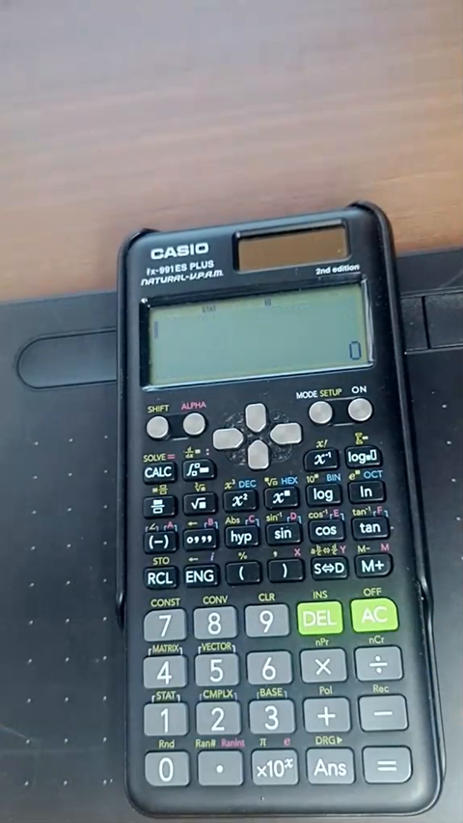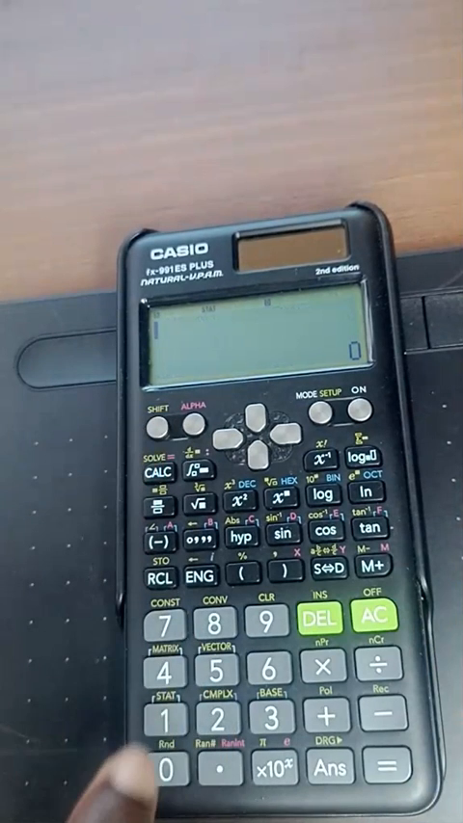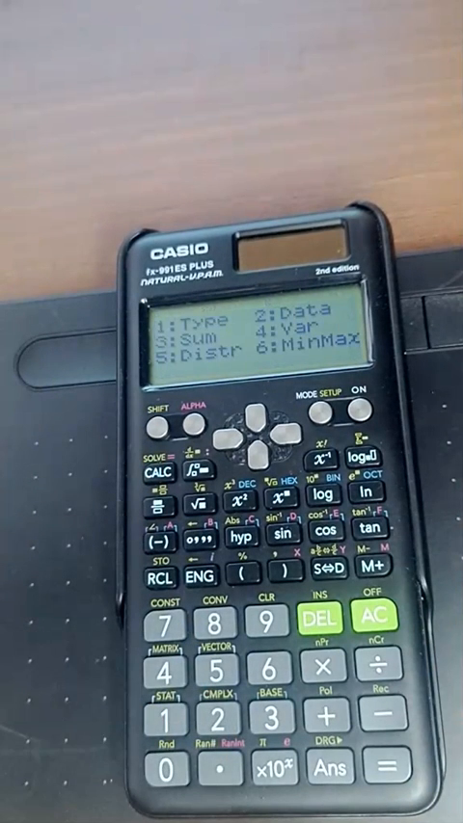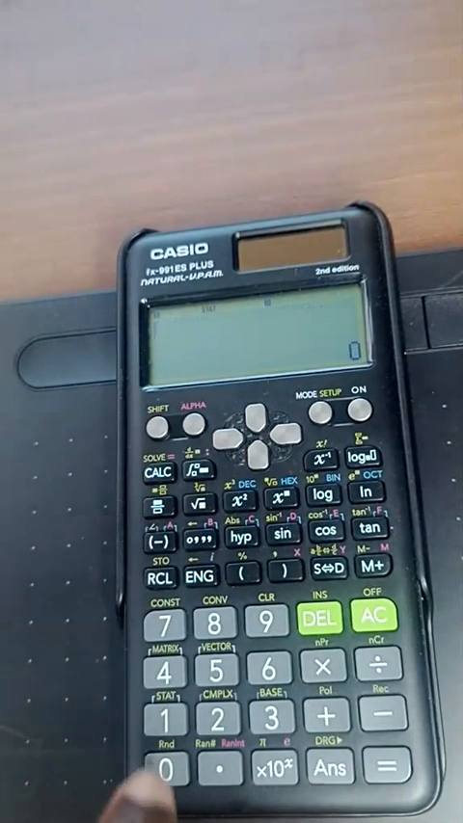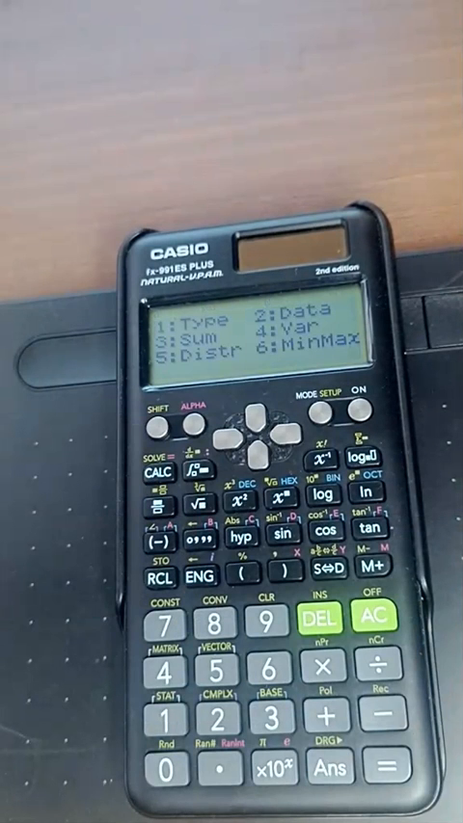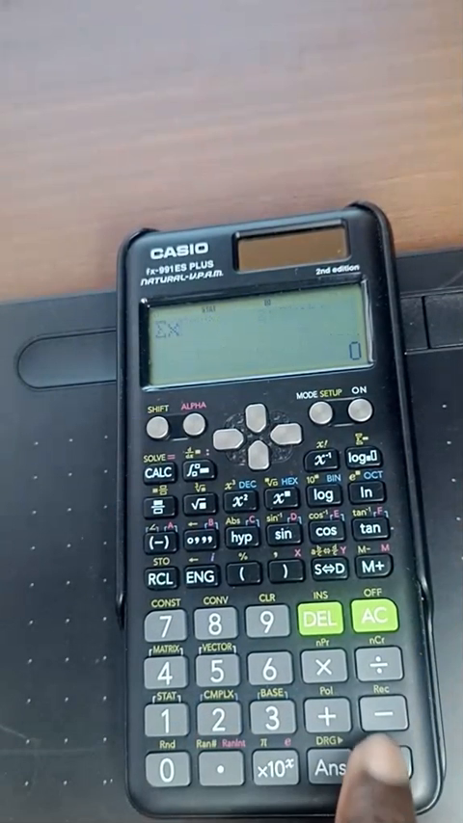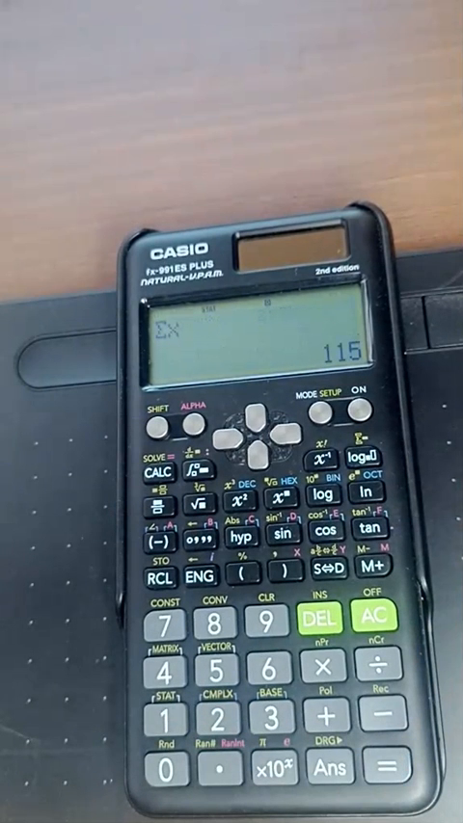If you want to go back to the data, simply press shift and number 1. You will have the data as number 2. If you press 2, it will bring back the data that you input in the calculator. So let us go back. Assuming that we don't want the data, maybe we want the summation, we want to know how many data we have put in the calculator. You take number 3. If you take number 3, you take option number 2. Option number 2 will give you the mean. So the total number that we have saved in this calculator is 115. So that's how we manipulate the statistical mode.